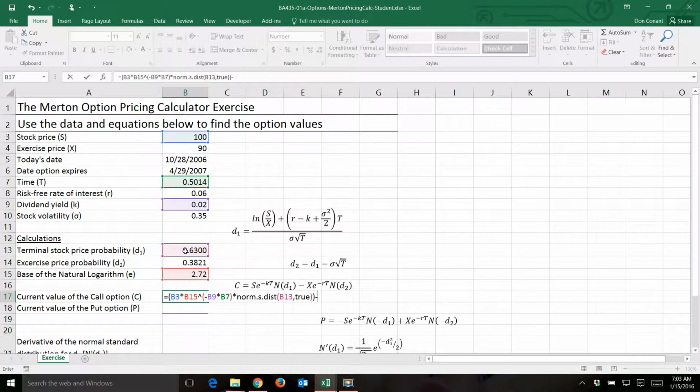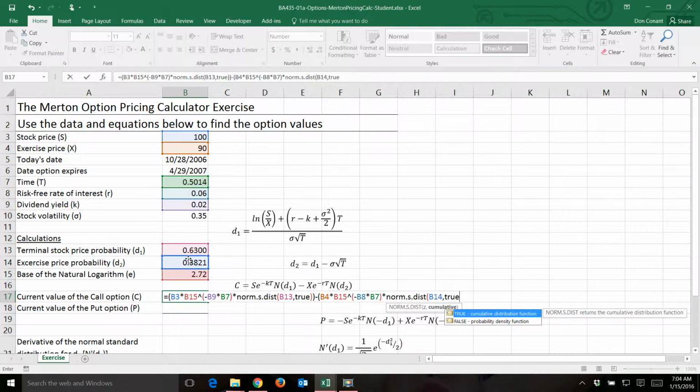Now here's the minus sign, and we're going to get the value to the right of the minus sign, so that's X times E, and E is raised to the negative R times T, and we take that quantity and we multiply it times, again, N, the normal standard distribution of D sub 2. So norm.s.dist of D sub 2. We need to set that to true, indicate cumulative.